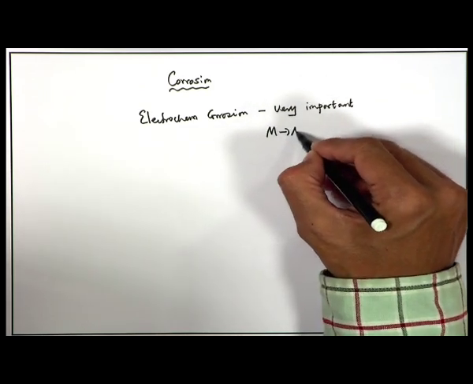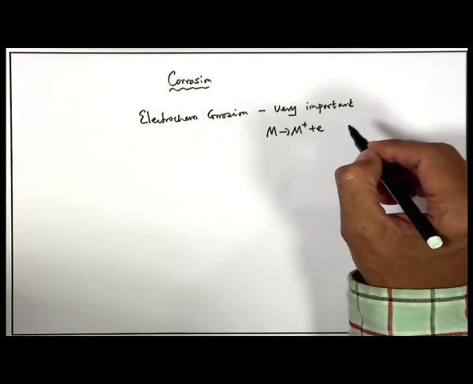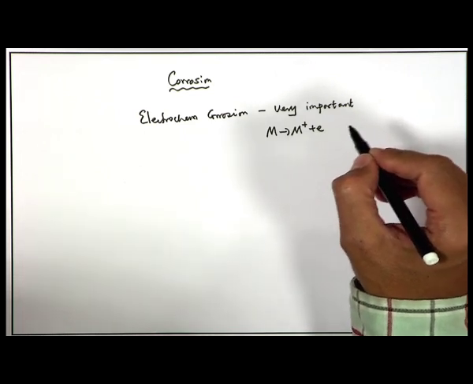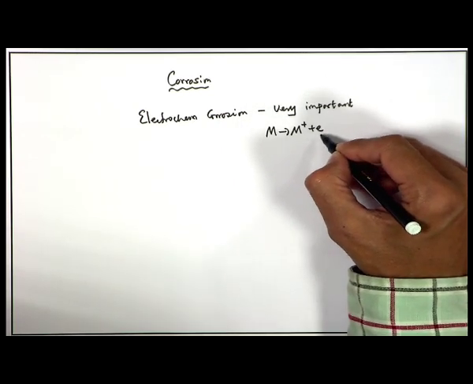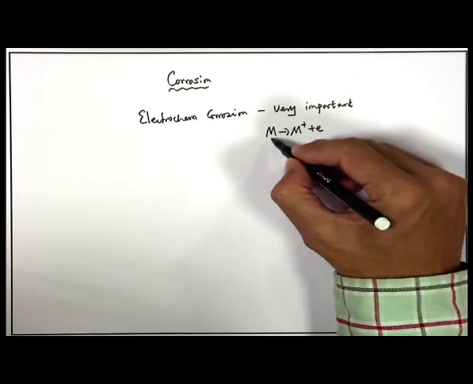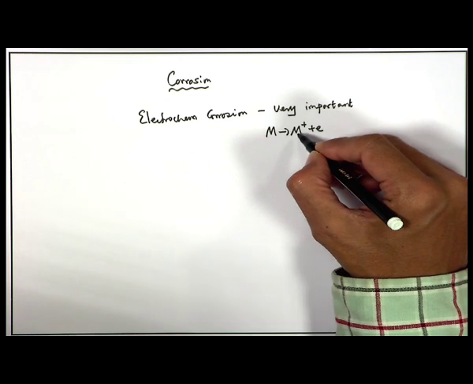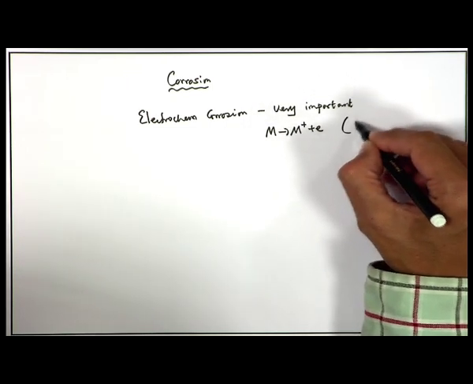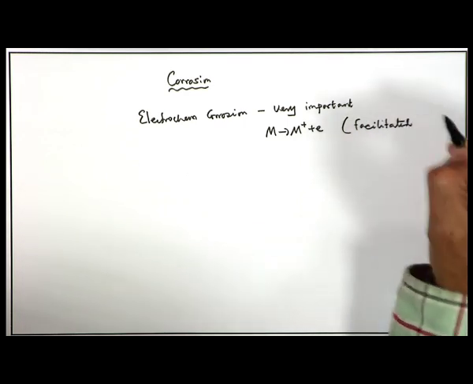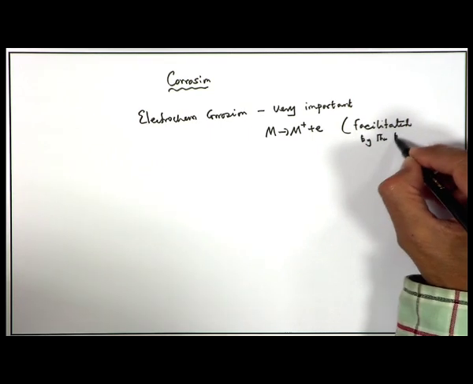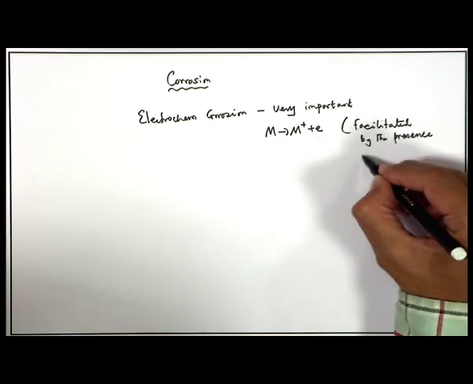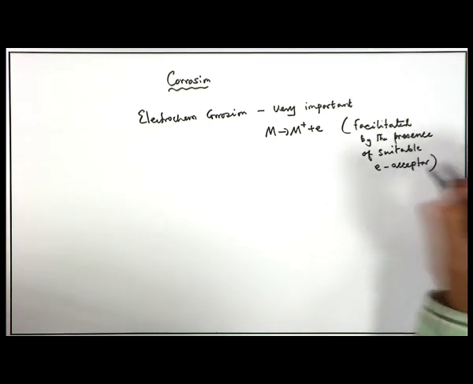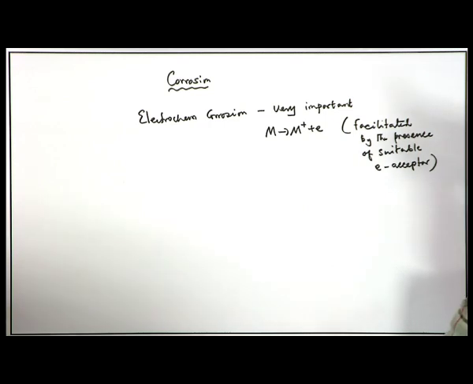So basically M goes to M plus plus electron. This is the process, and it is facilitated in the presence of a suitable electron acceptor. That means this electron is free. If the electron is accepted by something, then the process will be facilitated, the metal will form M plus, and therefore the smooth surface of the metal will get corroded. This is facilitated by the presence of a suitable electron acceptor.